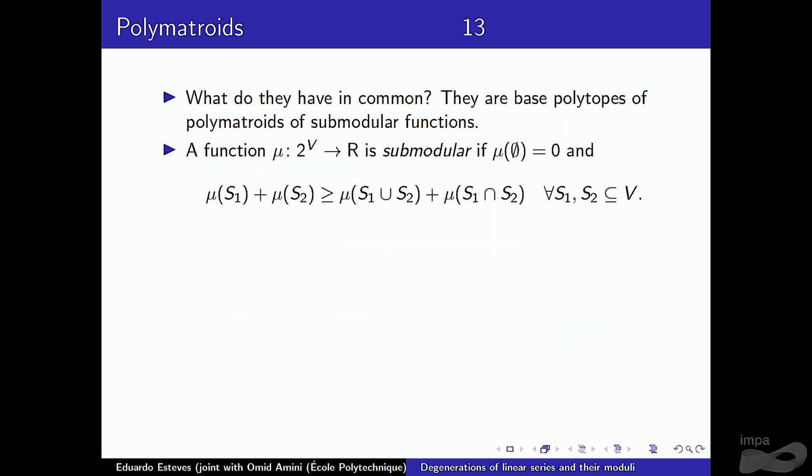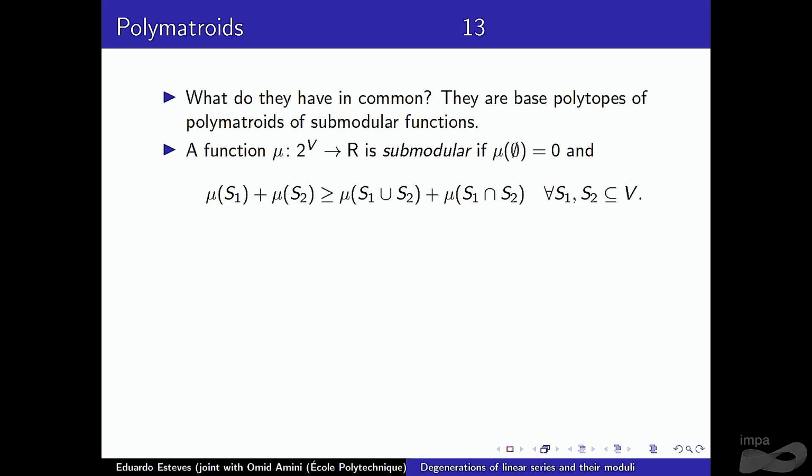So the answer is that these functions are submodular functions. The mu of L and the mu of W are submodular in the sense, well, there is this extra condition that mu of the empty set is 0, but they satisfy these inequalities for every subset. That's called submodularity. It's clear that these inequalities hold for vector spaces, very easy to show. And they hold for the sheaves as well because of that extra sum that I put in the definition of mu L. It wouldn't have worked otherwise.